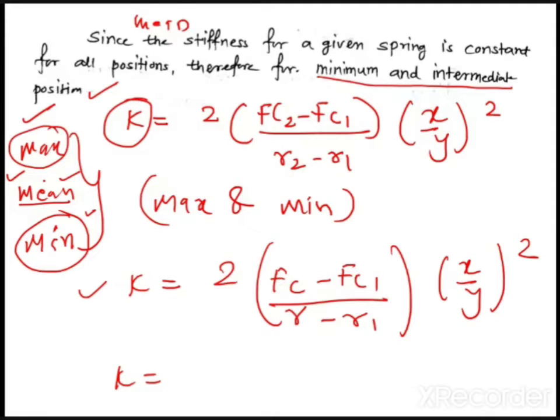Yes, k is equal to 2 into, see, one equation I have derived for maximum and minimum. Once I derive it for minimum and mean, and once for mean and maximum. OK, all you have to do is replace Fc2 with Fc. Now tell me, if you have understood this, how will you write the equation for mean and maximum?